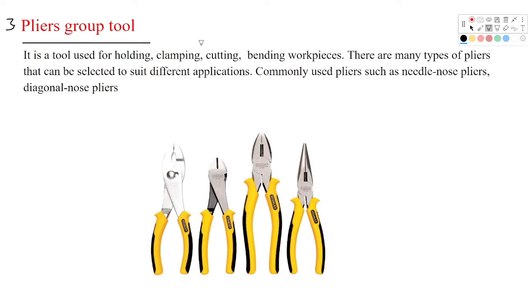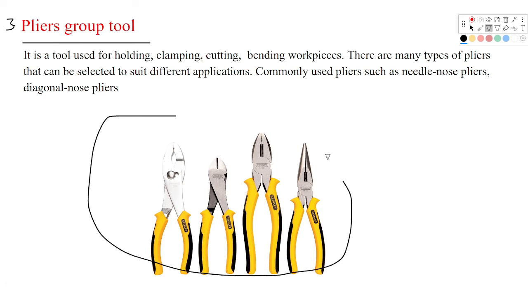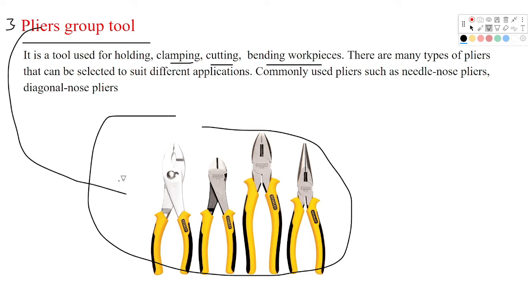So let's move on to the next part, which is the pliers. So I believe this is number 3. Pliers are tools, and these are pliers over here. This is what we call pliers, and it is a tool used for holding something, clamping, cutting, and bending workpieces. You can bend a wire with this kind of tool, and it's called pliers.